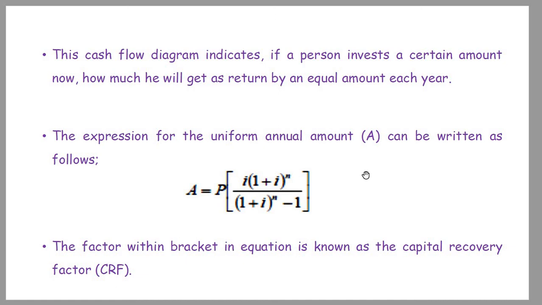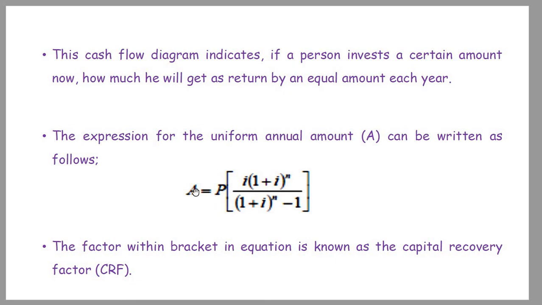So that's what we are going to calculate using the formula A equal to P into bracket I into (1 plus I) raised to n divided by (1 plus I) raised to n minus 1. This is similar to the previous formula, where P was here and A was multiplied: A into (1 plus I) raised to n minus 1 divided by I into (1 plus I) raised to n.